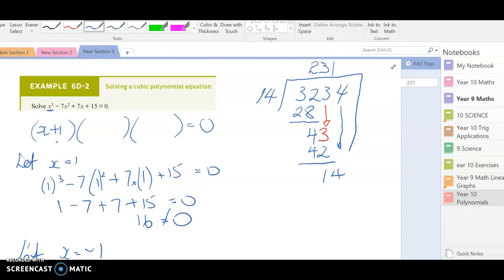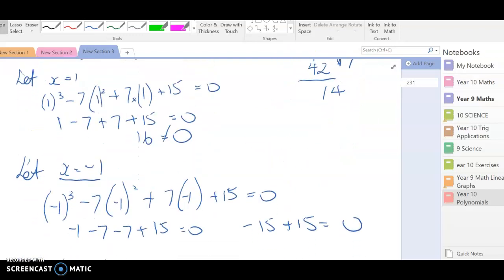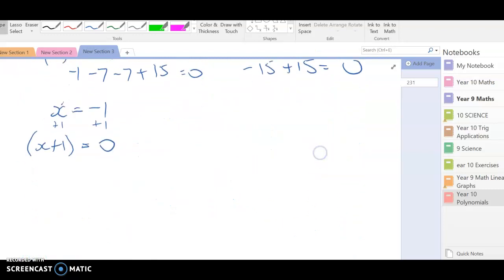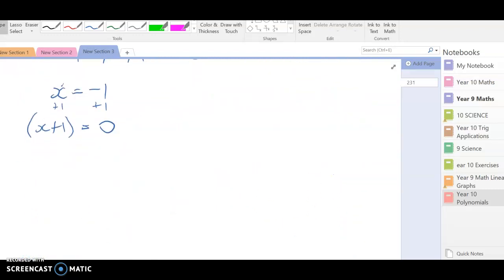And to get the other two, we know how to factorize quadratics. So why don't we use this technique called long division? All right, so let's recap. We've had to guess and test and trial a possible solution. Came up with x equals -1, which gives us the factor x plus 1.